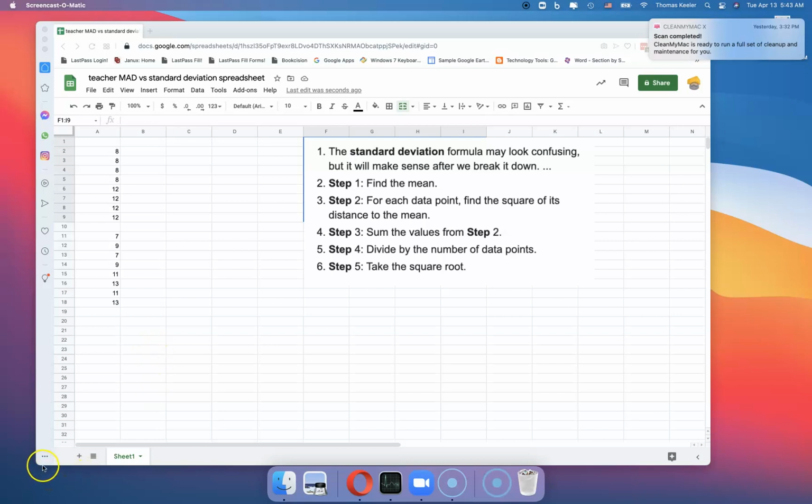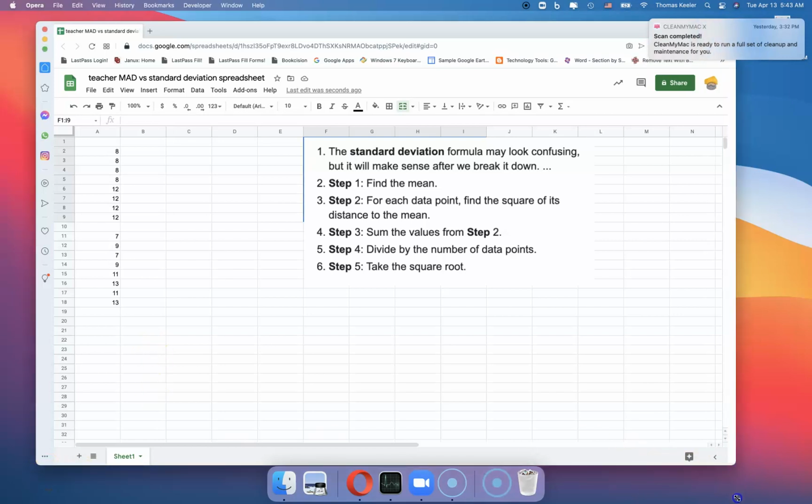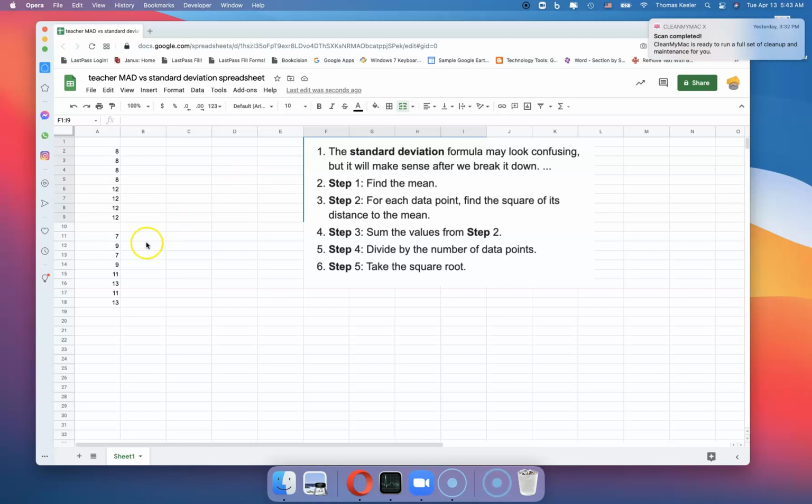Okay, today we're going to build on what we did yesterday. So we're going to do the mean absolute deviation, and then we're going to do the standard deviation, and we're going to look at the difference between these two. So first we have to get our average. Let's do the average here.